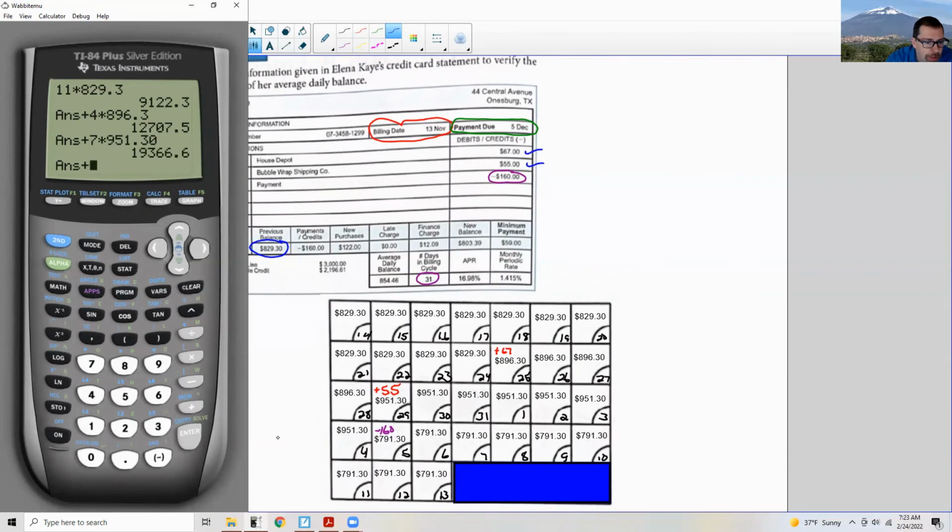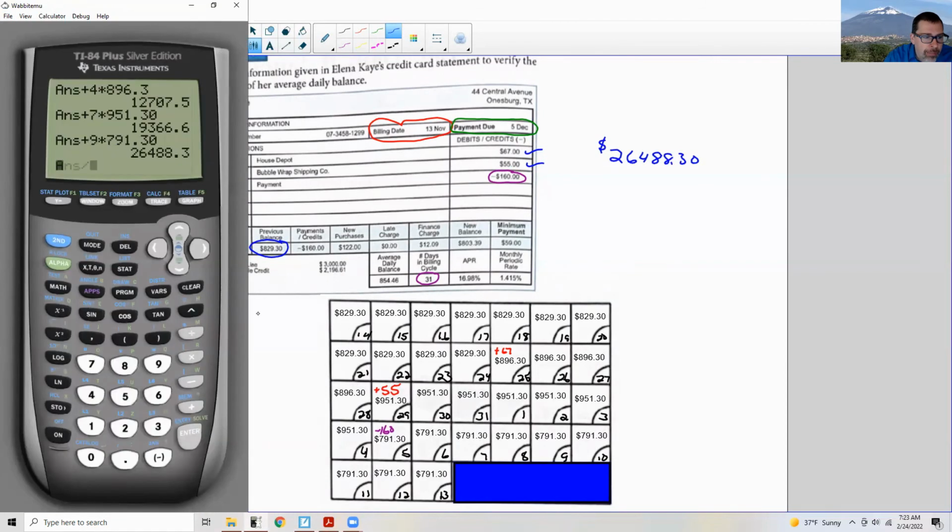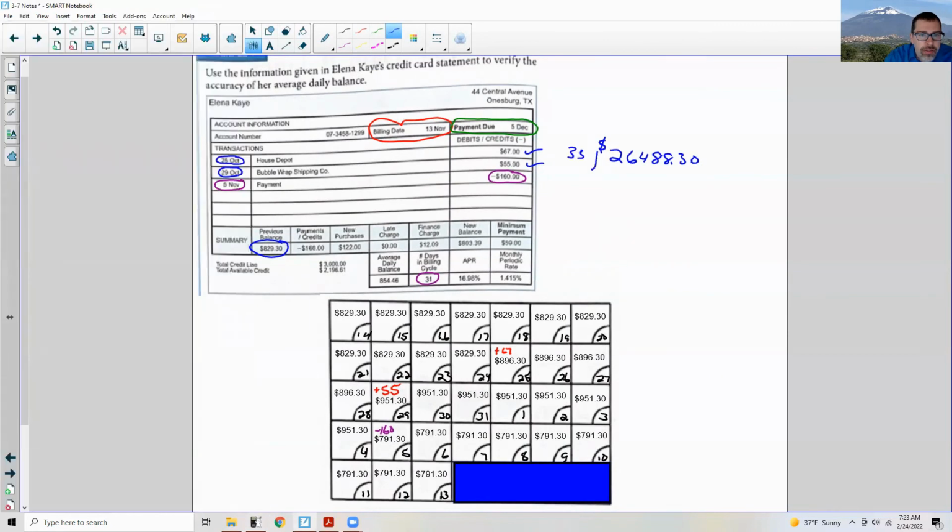balance. So it's going to be plus, and then 1, 2, 3, 4, 5, 6, 7, 8, 9 days times $791.30. And that comes out to be $26,488.30. So I'm going to write that there, $26,488.30. Okay, so that was the total of all these values in the date. And now I need to divide that by the number of days in the billing cycle, 31. And so if I did that, I'd say this value divided by, not 33, I don't know why I wrote that, 31. And that is going to give me a balance of $854.46.